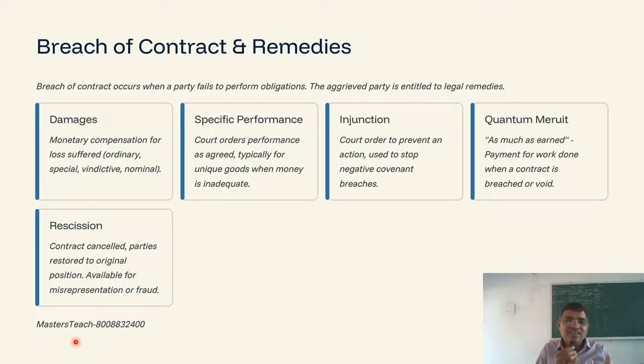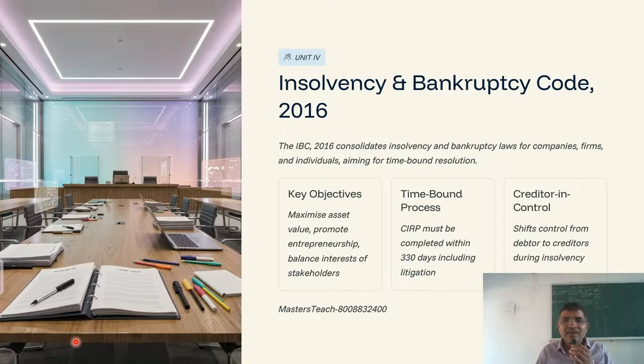Rescission means the contract is cancelled and the parties are restored to their original position, so it is available for misrepresentation or fraud. These are the technicalities. You have to go through this very slowly. Then it is Unit 4 of Environment of Business, okay.